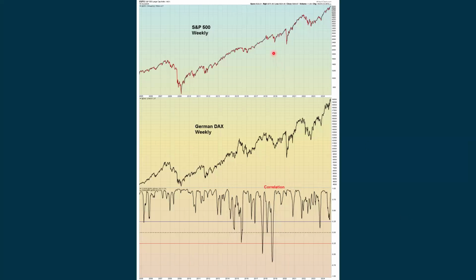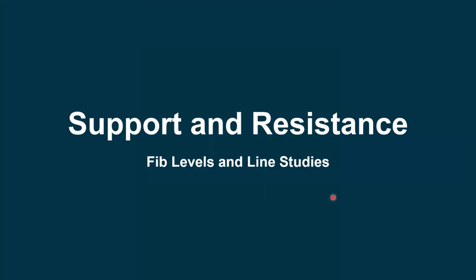A weekly chart of the S&P on top and a weekly chart of the German DAX, and the correlation between the two is starting to get stronger. So sometimes we do keep an eye on Europe. If it's doing well, typically the US will be doing well and vice versa. But there are times, though, when they get out of line with each other and this relationship isn't as strong as before. Now that relationship is starting to get stronger again.